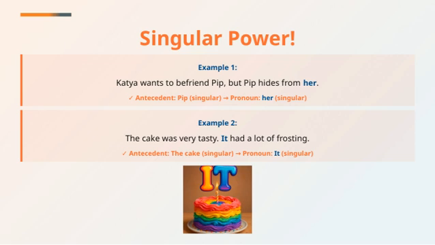In the second example, we have Pip, which is also singular. When talking about Pip again, we use the pronoun her because, in this context, Pip is female. We say, "Katia wants to befriend Pip, but Pip hides from her." The key point here is that the pronoun must agree in number and gender with its antecedent. This helps keep our sentences clear and grammatically correct. As we move forward, remember that choosing the right pronoun depends on understanding the antecedent's number, singular or plural, and gender when applicable. This is a fundamental part of effective communication, especially when writing or speaking clearly.